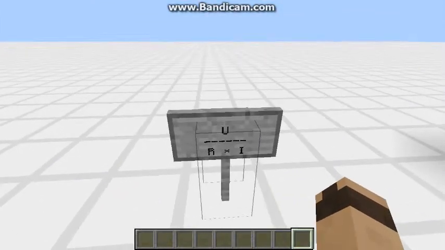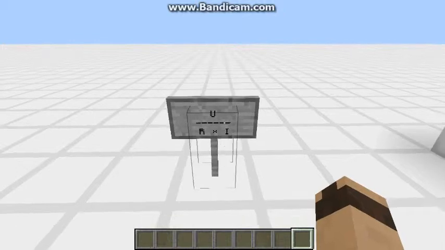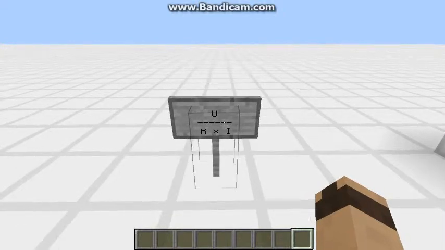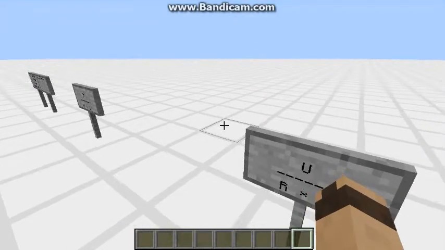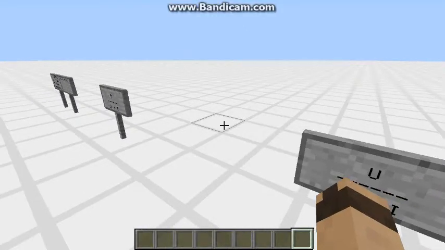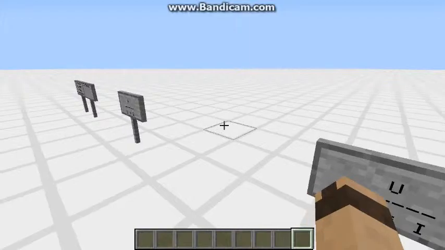Righto. Next formula is voltage divided by resistance times current. Same goes here. Put your hand above the thing you want to know and you get the formula.